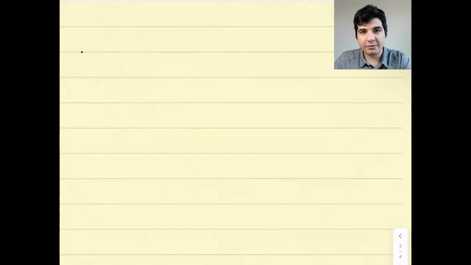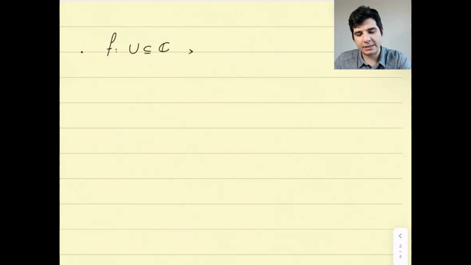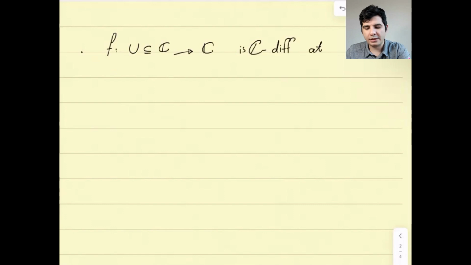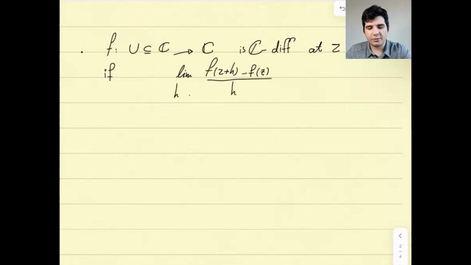We learned about complex differentiable functions. We learned that a function f defined on some open subset of the complex numbers to C is complex differentiable at a point z in its domain if the limit of f of z plus h minus f of z divided by h, when h goes to 0, exists. If it exists, we say this function is complex differentiable at z, and we call this limit the derivative, or complex derivative, of the function at z, right? So this is the notion of complex differentiability.